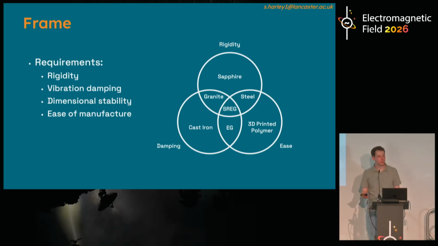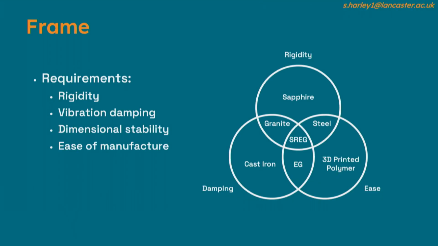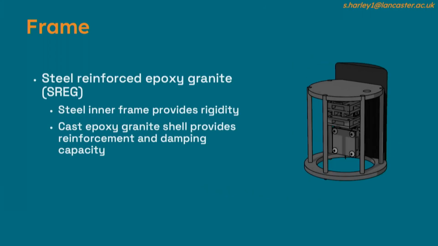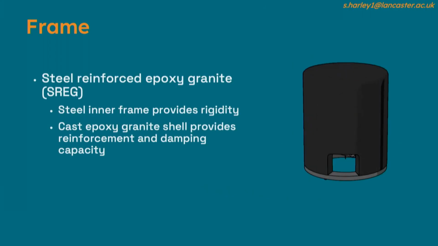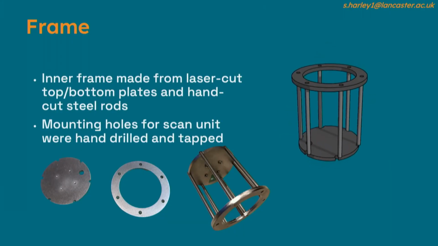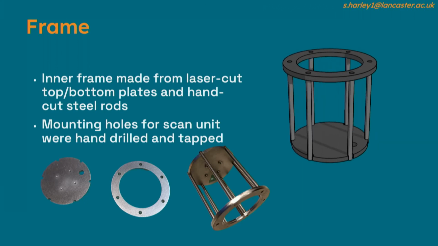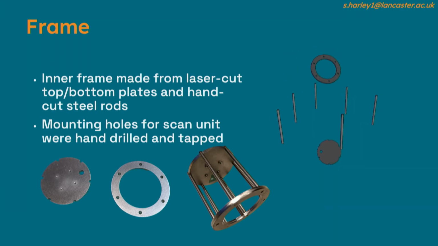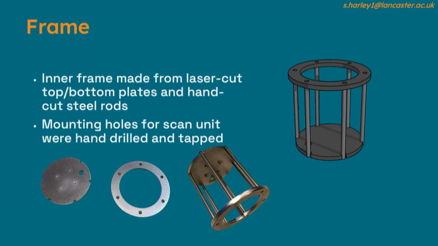But when you're working at atomic precision, you need any kind of drift and vibration to be as small as possible, or it's going to be bigger than the actual thing you're trying to measure. So the materials that are good for this, like sapphire or granite, aren't really very accessible for a home builder. So I opted for a composite approach, or a two-stage setup, where we have a steel inner frame. And this is just made of some laser-cut top and bottom plates, so you can just send off these through the post for not too much money.